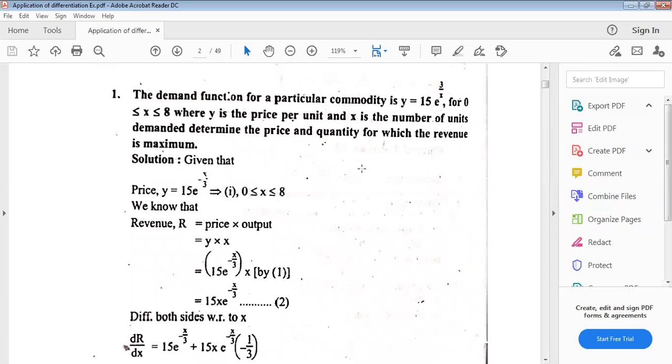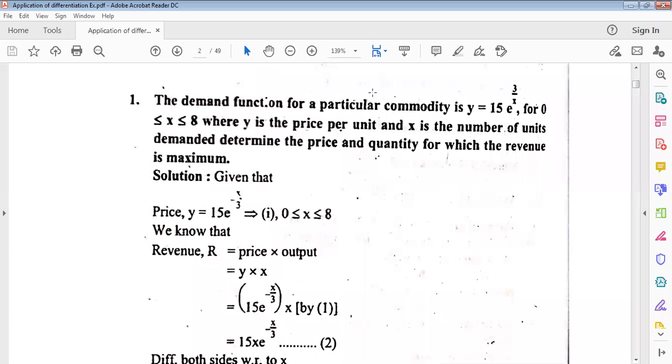We have already solved this problem in the first lecture. The demand function for a particular commodity is y equals 15 e to the power minus x by 3, for x lies between 0 and 8, where y is the price per unit and x is the number of units demanded. Determine the price and quantity for which the revenue is maximum. We have to maximize the revenue of this demand function.